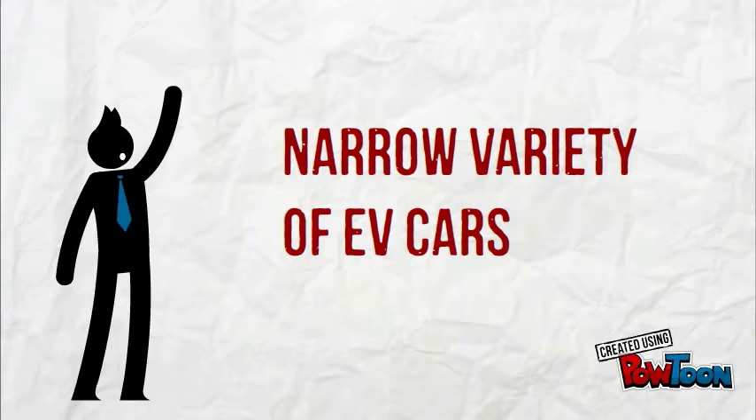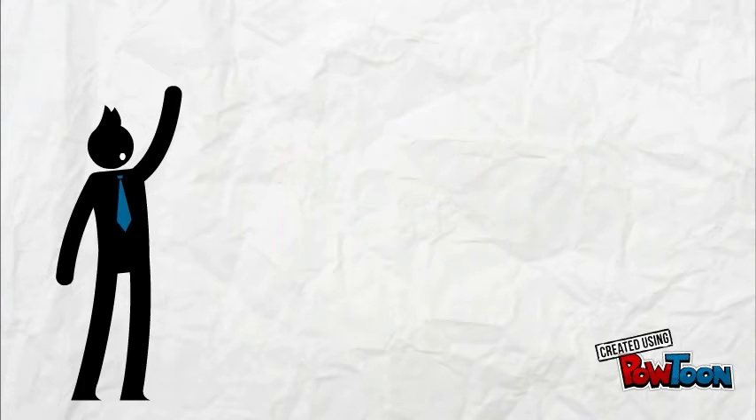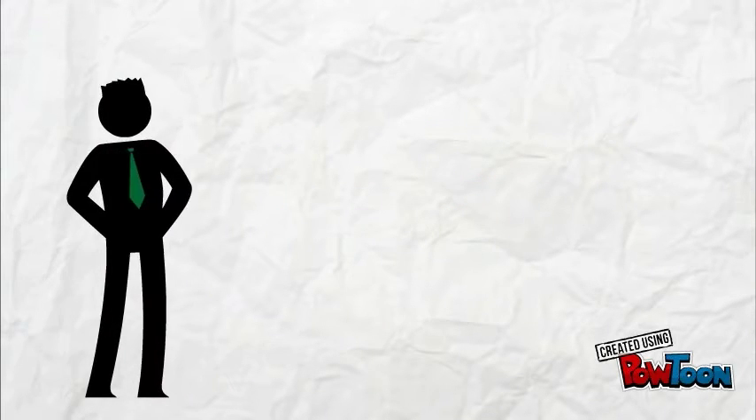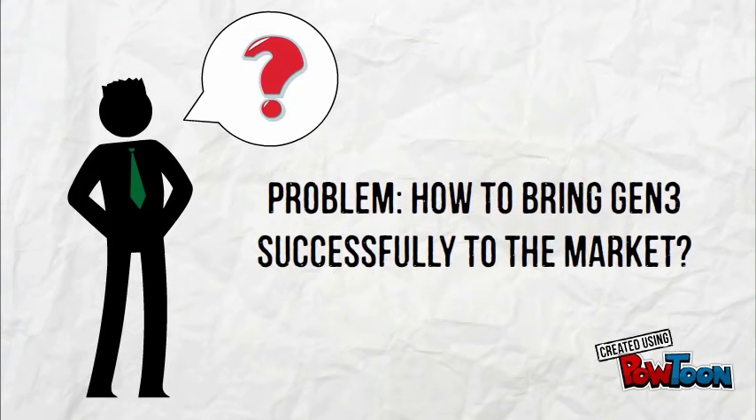Now, CEO of Tesla wants to go further and build a low-end mass production EV. Rumored Gen 3 model, which would carry the price about $35,000. Before, Tesla has only done a few car models, which are high-class model cars. Now we will launch the model Gen 3 to the market, and it is not the same as the previous models. Question is, how to bring Gen 3 successfully to the market?